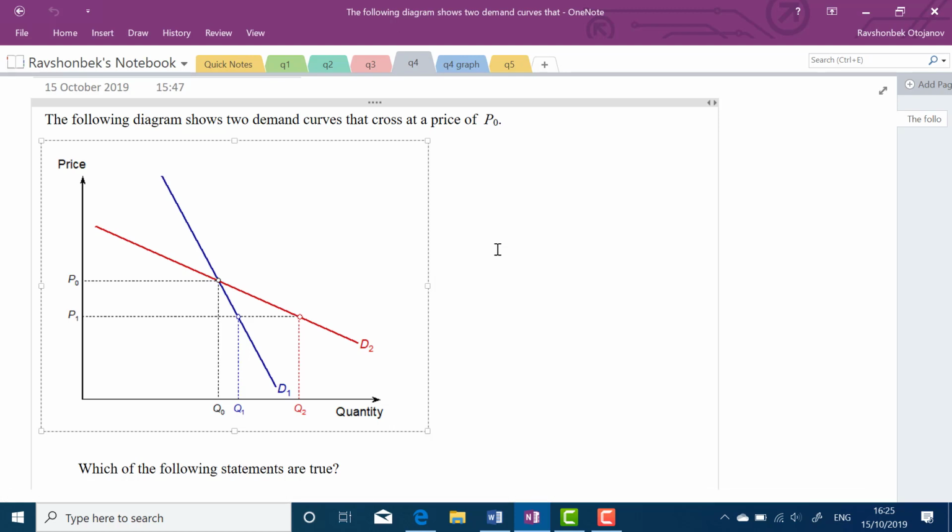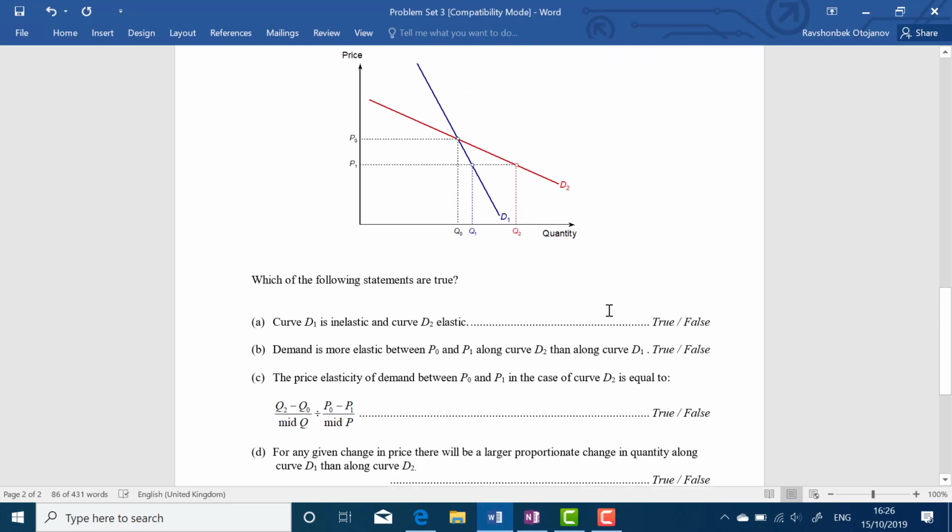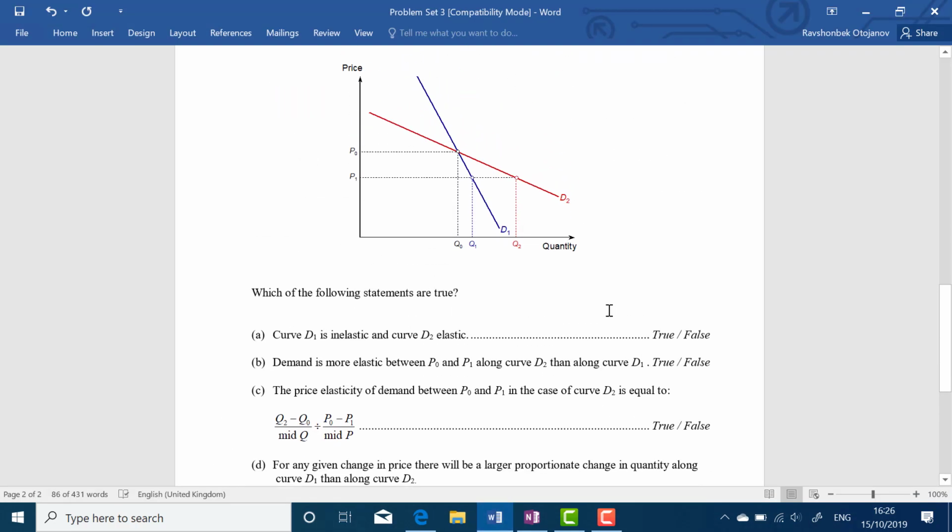So let's go ahead now. The following diagram shows two demand curves that cross at a price of P0. So look at the diagram, please. I'm gonna open this now, bring up this instead, so that everyone can see it. Is everyone able to read the text? So given the graph, can you please answer the questions? Spend the next 5 minutes on this, or maybe more if you want, we still have time.